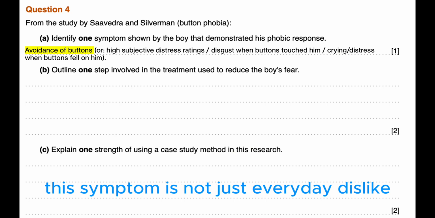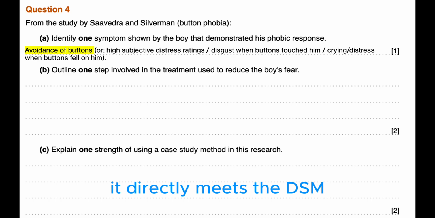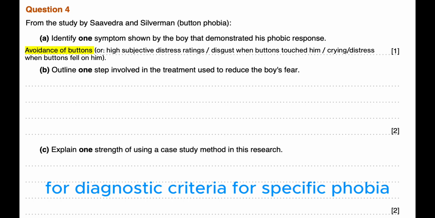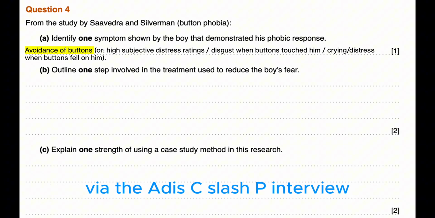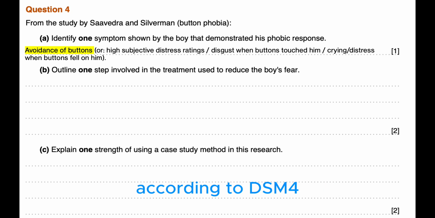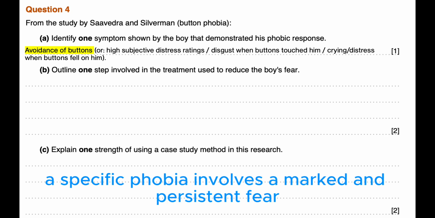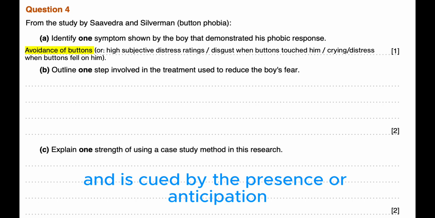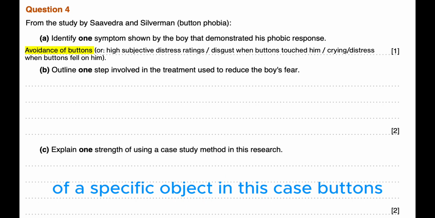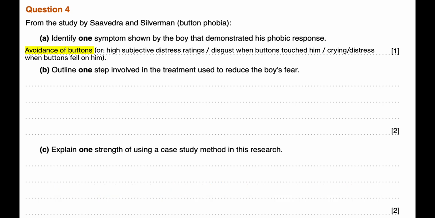This symptom is not just everyday dislike. It directly meets the DSM-4 diagnostic criteria for specific phobia that the researchers used in the study via the ADIS-C/P interview. According to DSM-4, a specific phobia involves a marked and persistent fear that is excessive or unreasonable and is cued by the presence or anticipation of a specific object, in this case, buttons.